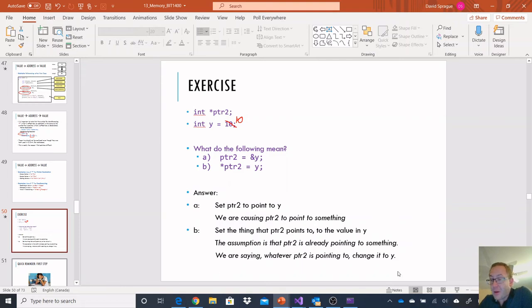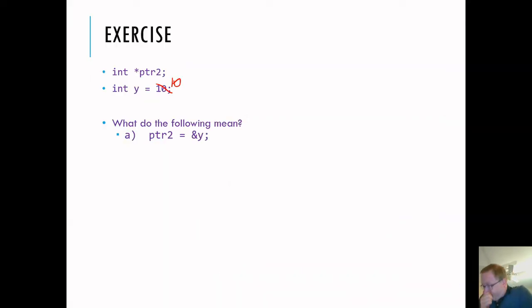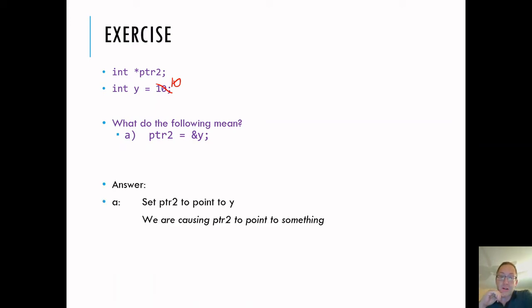So, what happens if I try pointer 2 is equal to the reference to y? This means my pointer is pointing to wherever this 10 is being stored in memory. I am so sorry. I have no idea what's going on with my sneezing. Okay. So pointer 2 is going to point to y. We are causing pointer 2 to point to something. That's fine.